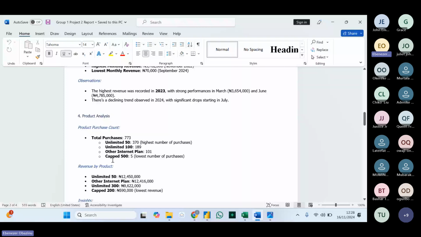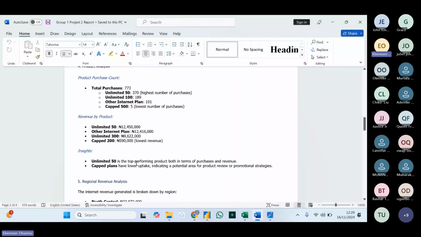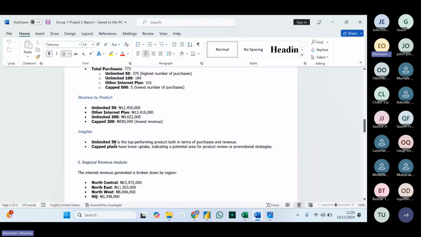Then revenue by product. The previous one is in terms of popularity, that's the number of products sold. By revenue, unlimited 50 is also the largest, 12.4 million. White cap 200 is the lowest, 590,000. The insight from there is that both in terms of popularity and in terms of revenue, it's actually the best product. So in case the company wants to do any campaign or give any discount or focus on customers that are performing very well, they should focus on customers that are from unlimited 50.